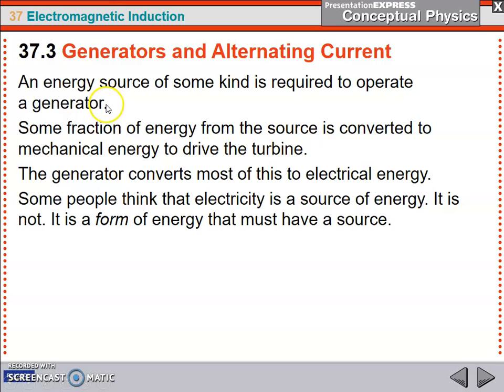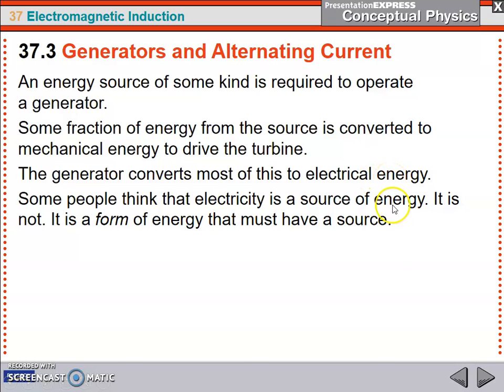An energy source of some kind is required to operate a generator. Some fraction of energy from the source is converted to mechanical energy to drive the turbine. The generator then converts most of this mechanical energy into electrical energy.